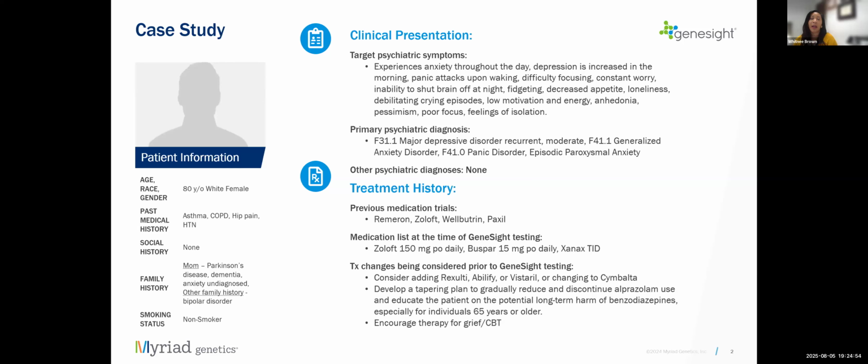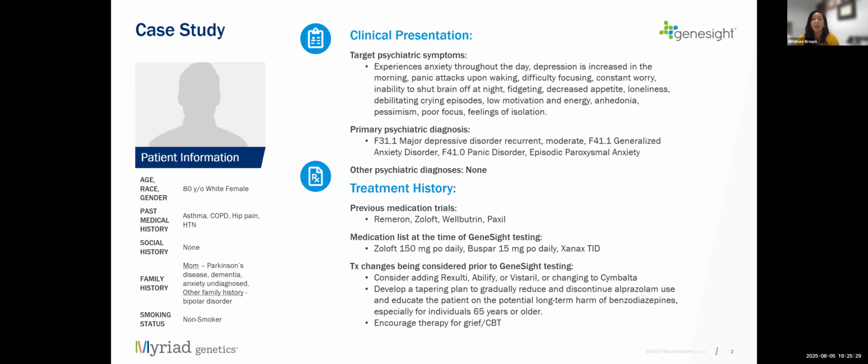The patient had a mild family history that included Parkinson's disease, dementia, and anxiety with her mother, and then some other family history that included bipolar disorder. But this patient also was a non-smoker. So taking those things into consideration, I wanted to see what we could do to offer a better explanation of finding the right fit for her, since she was already on two anxiety medications and a depressive medication, or 3 if you will include the Zoloft for anxiety as well.